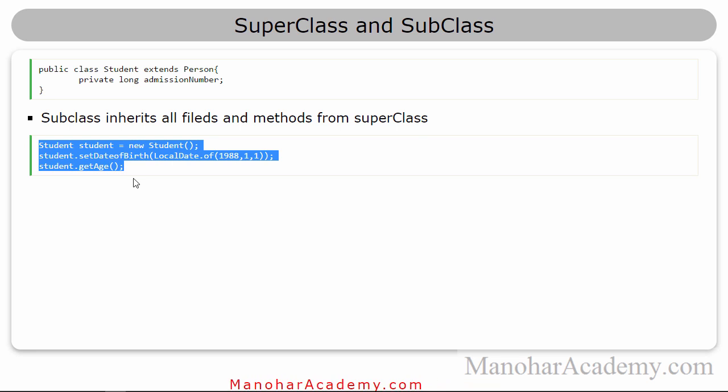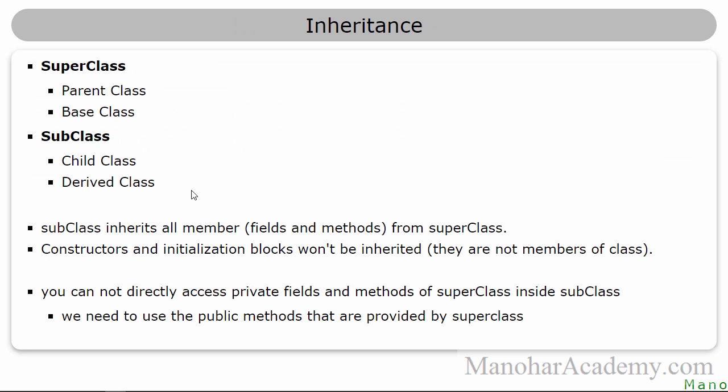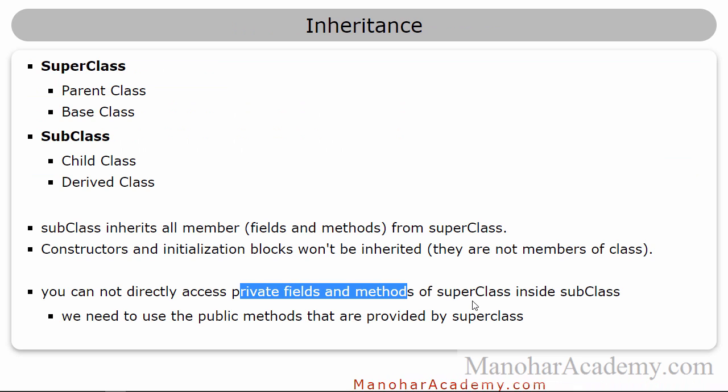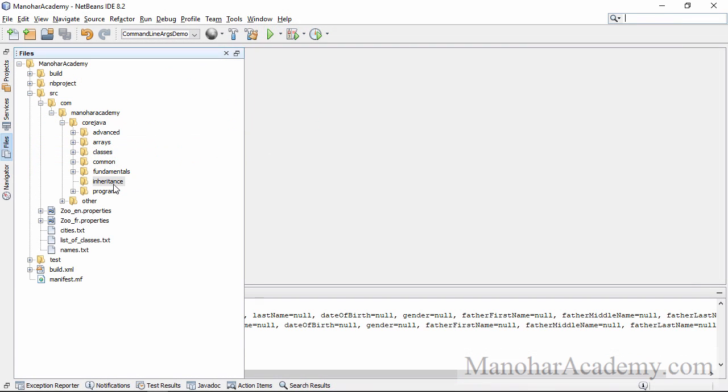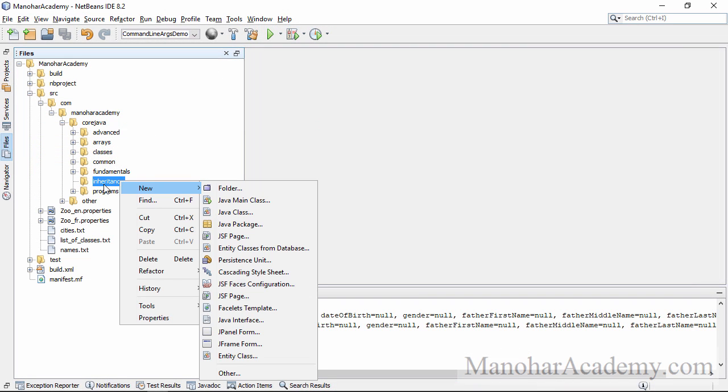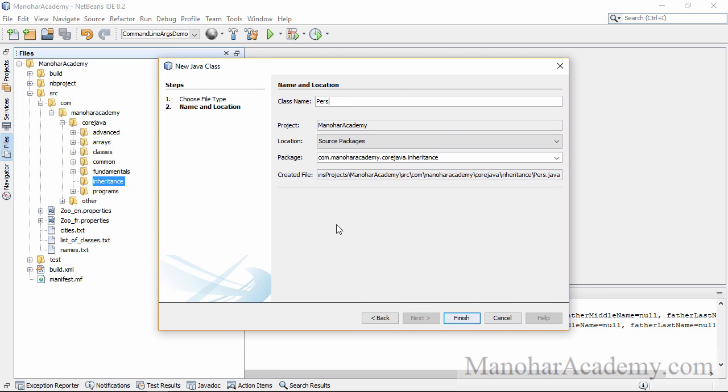Let's see in the IDE what we mean by saying private fields or methods are not directly accessible. Also, we are going to create the three classes, that is person, student and employee. Let's get started in the IDE. Here I created a new package called com.manoharacademy.corejava.inheritance. I'm going to create a new class called person first.